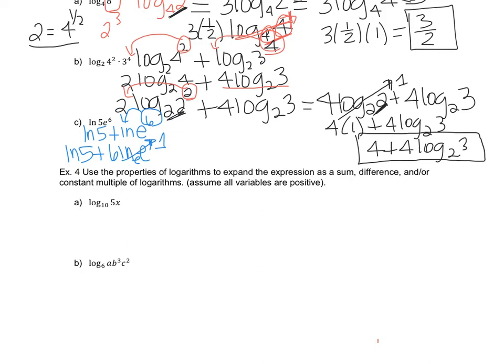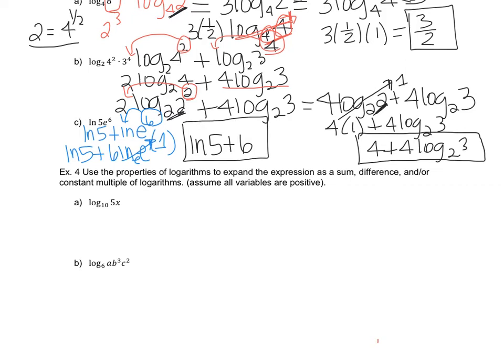So that's like 6 times 1, which is 6. So my final answer is going to be ln of 5 plus 6. And that is as simple as you can make it. So that is your final answer.